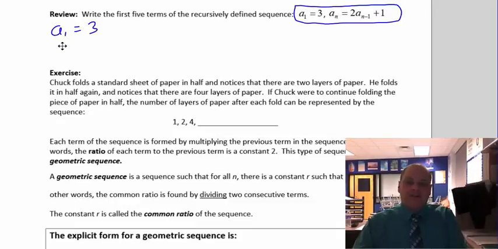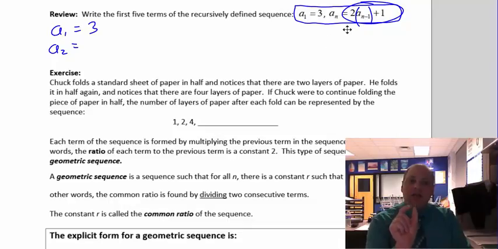How do I get my second term? My second term will come from the definition right here. So what is this saying? 2 times an minus 1 plus 1. Put parentheses around that an minus 1. That an minus 1 is the previous term. So when you're doing the second term, it's the first term. When you're doing the third term, it's the second term. When you're doing the fourth term, it's the third term. It's always the previous term.